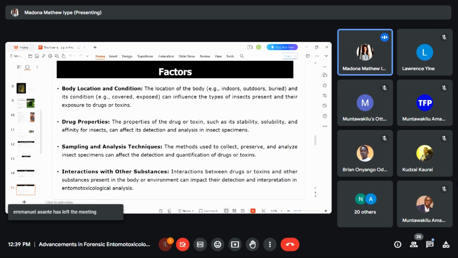So there are a lot of other metallic compositions or other toxins in the water. So there are interactions between the toxin in the dead body and the toxin outside the dead body, which is present in the water, and so this can impact the detection and interpretation in entomological analysis.